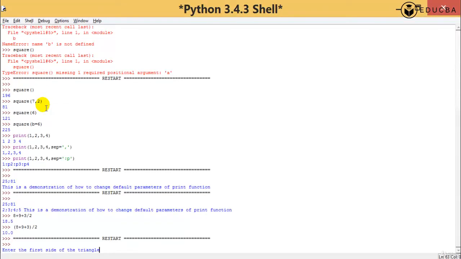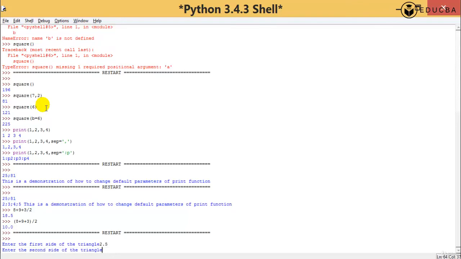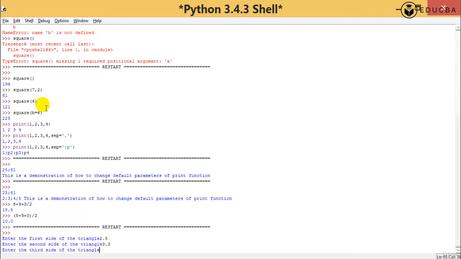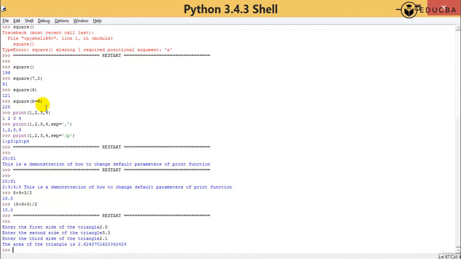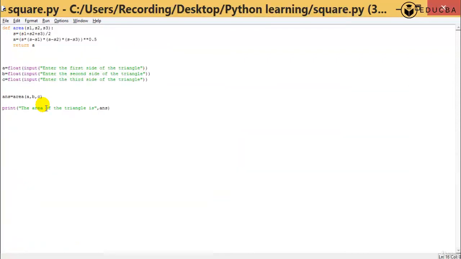Enter the first side of the triangle. I say 2.5, then I say 3.3, and then I say 2.1, enter. It returns to me the area of the triangle, that is 2.62437016253424424. Yes, so if I enter in meters, you will get it in square meter. Okay, so hope you understood how to use a function to calculate the area, and also how to get a square root of a particular number. This is a practice exercise which I wanted to give.